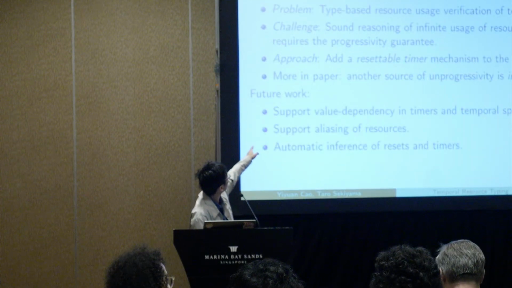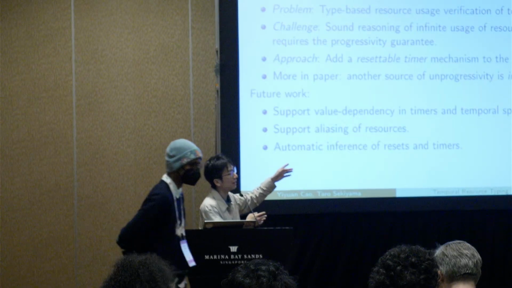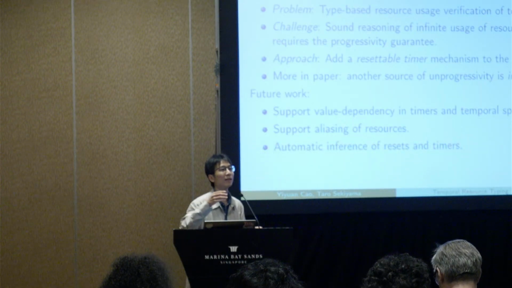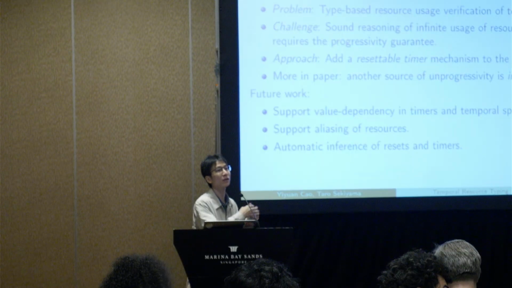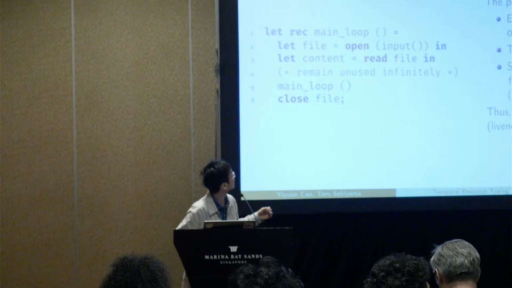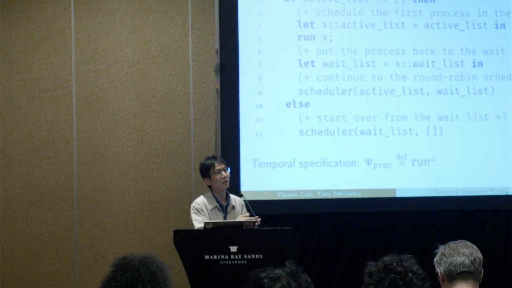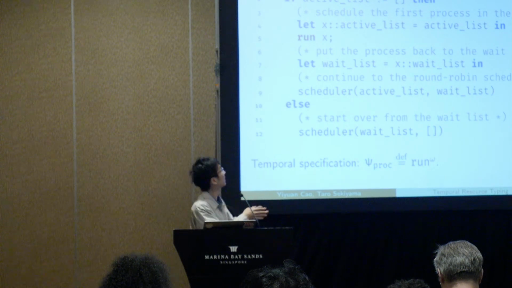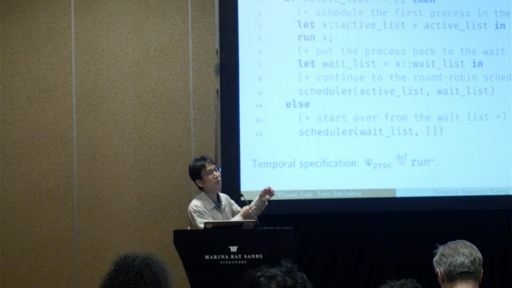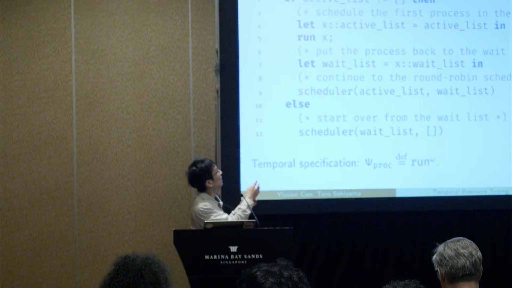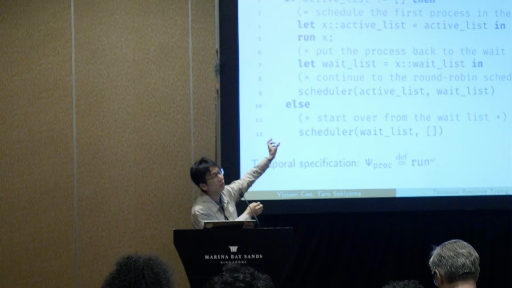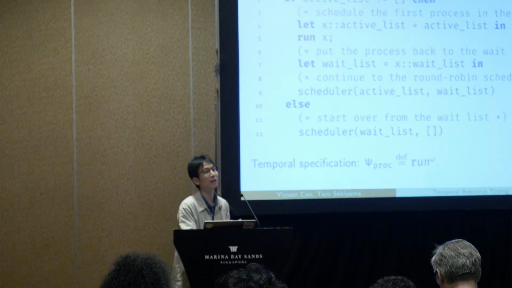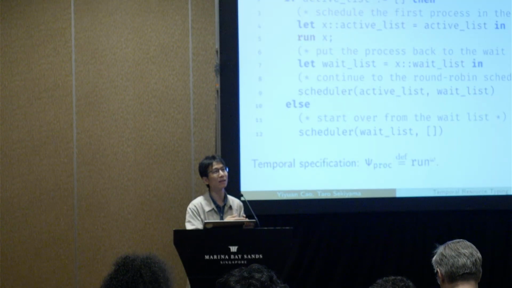As you can see, one of our future works is to support value dependency in timers. When you have a recursive call that is not bounded by a concrete natural number, you have to use some kind of value dependency to type check the program. Here is an example that we think could be type checked if we have value dependency, because in the round robin scheduler, how long each resource needs to wait before it is scheduled depends on the current length of the active list or the wait list. So it requires value dependency. But we think that's possible and shouldn't be too hard. And this is left for future work.